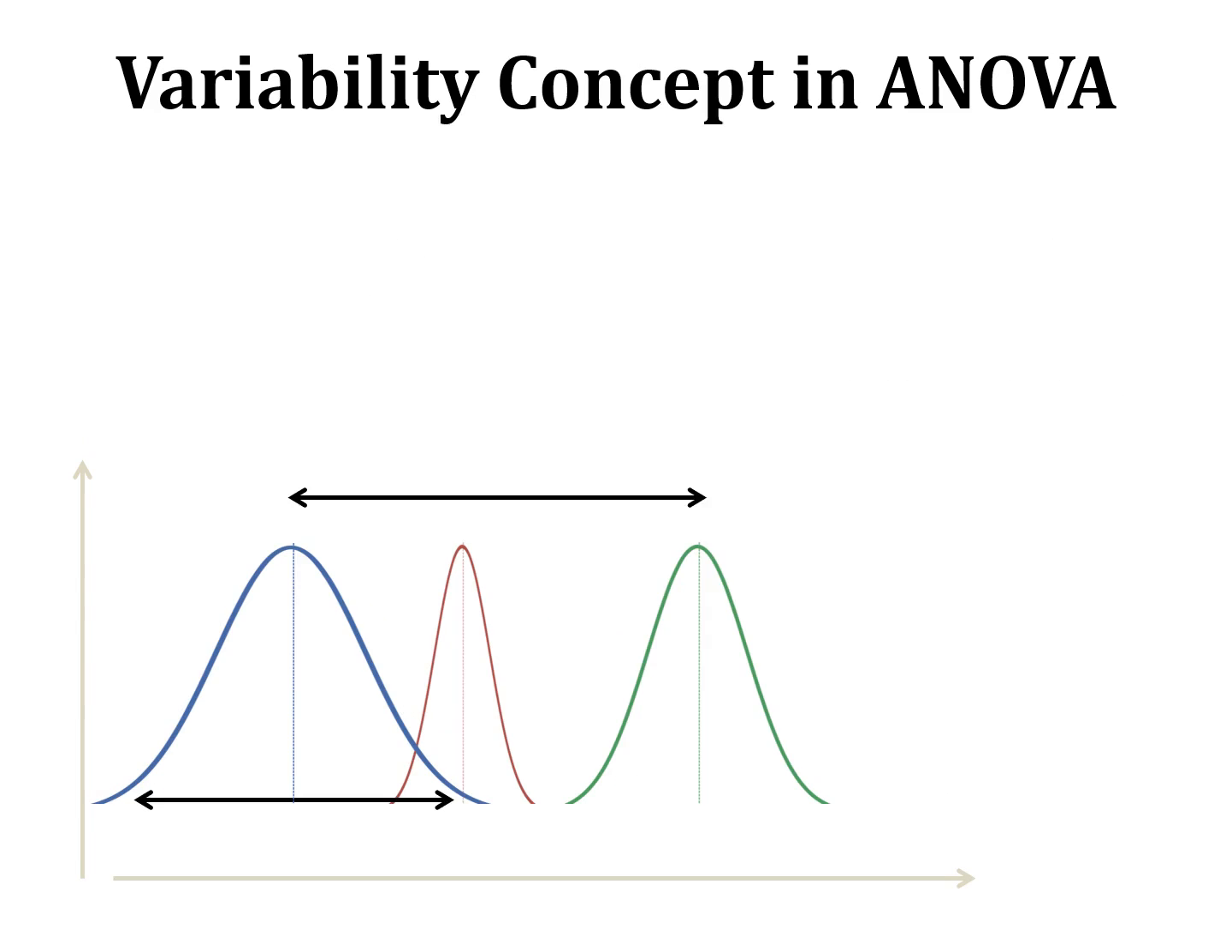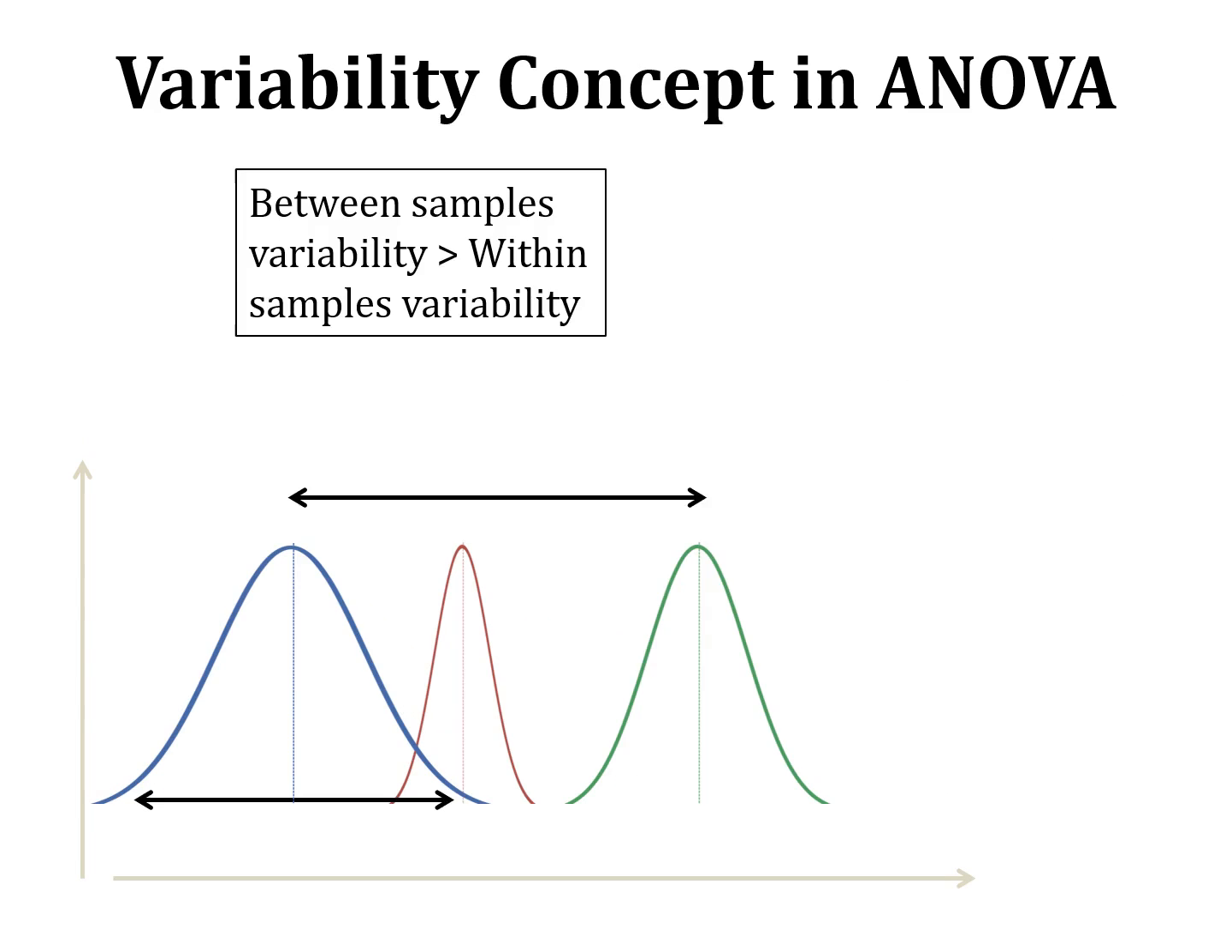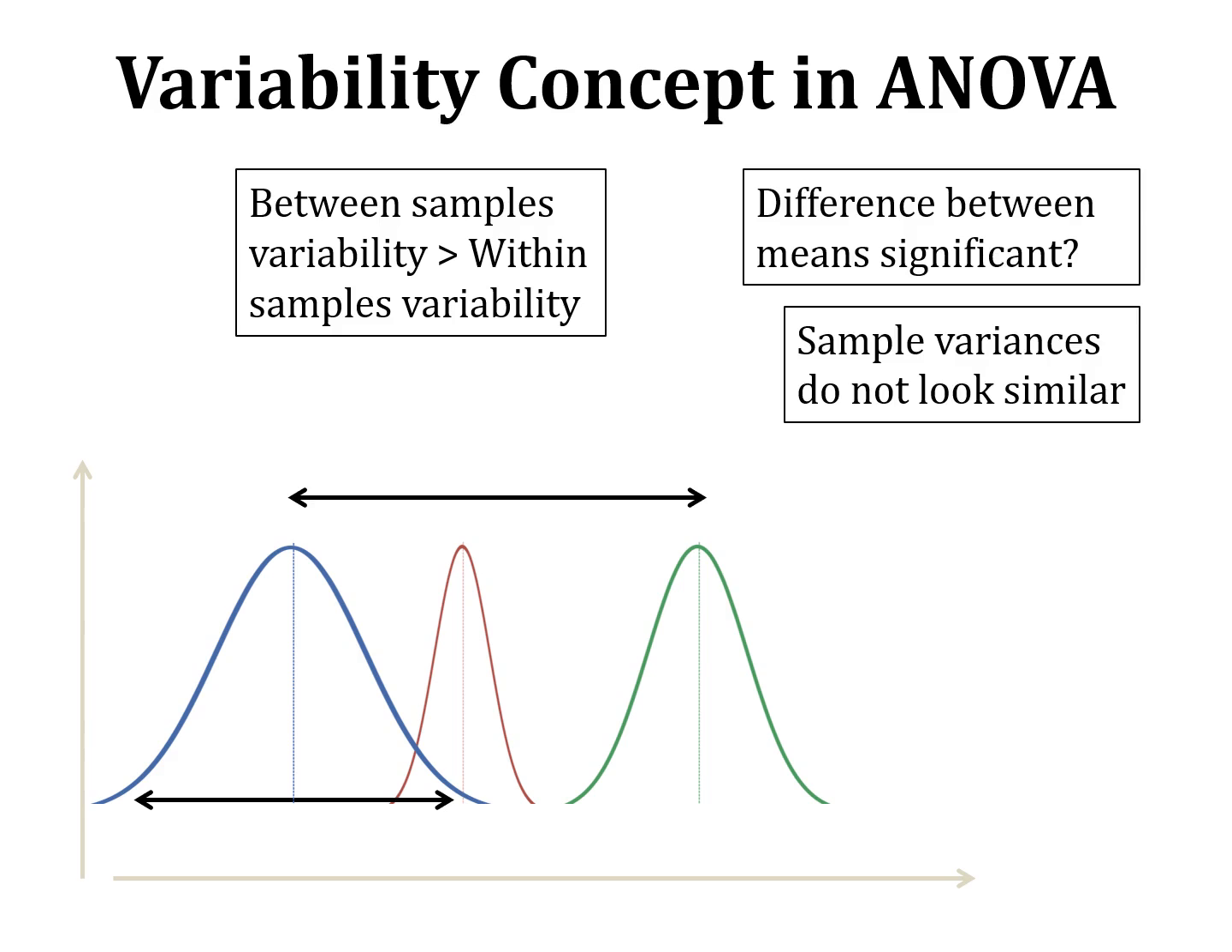And we have a situation here, where again the between samples variability is greater than within samples variability. Two of the samples are pretty close to each other, but the third sample is different. So in this case, is this difference significant? Again, we are not sure unless we calculate statistically whether this difference is significant or not. Right? So this is how we can use the analysis of variance for the comparison of mean values.